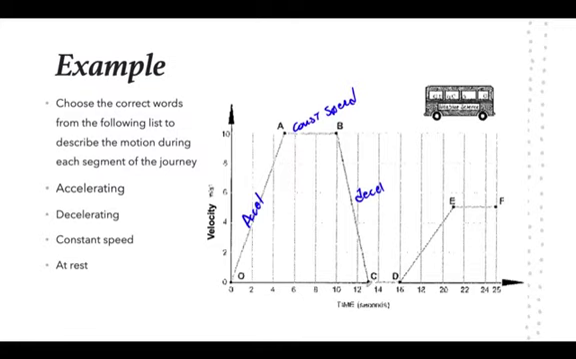From C to D, I see that the velocity is at 0. So velocity is equal to 0, which means that the object is at rest. D to E, positive slope, accelerating, and E to F, horizontal line, constant speed or velocity.